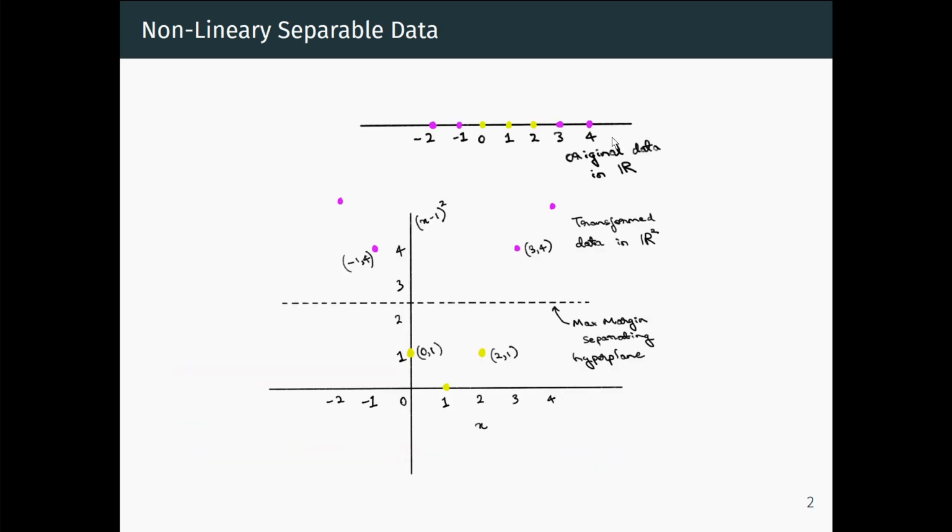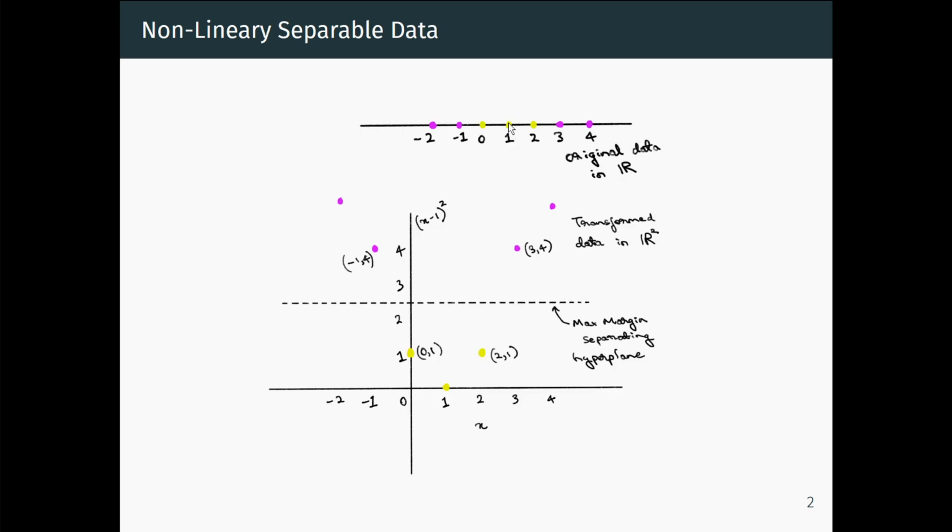Here is the diagram again. The original data is along the real number line. I have now done a transformation, which is I've projected the data to a high dimensional space. So I have one dimension which is x, the same as before, and the other dimension, which is the feature I've added, is (x minus 1) whole squared. If we do this transformation, the point which was earlier 0 will now be mapped to (0, 1), since (0 minus 1) whole squared is 1.